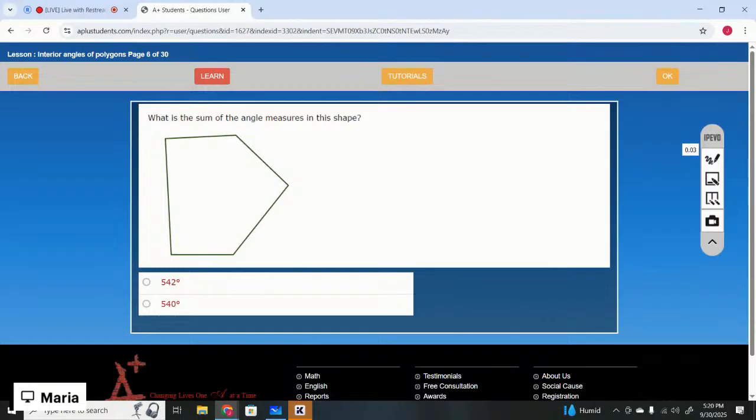What is the sum of the angle measured in this shape? 540 degrees it is.